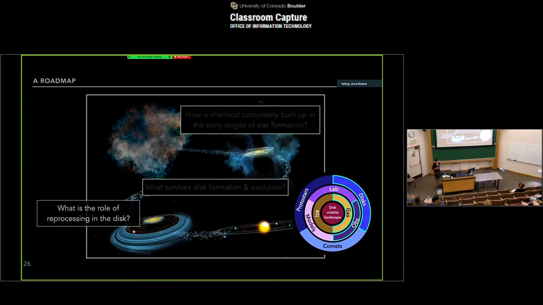Okay, so we've seen that we can build up chemical complexity early in the star formation sequence. We know that to some extent we can preserve this material through the formation of icy bodies in the solar system. And so now we're going to come to this question of what is the role of chemical reprocessing within the disk. And for this section, we're mainly going to be using gas phase observations of disk chemistry.